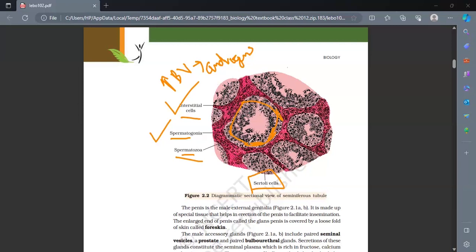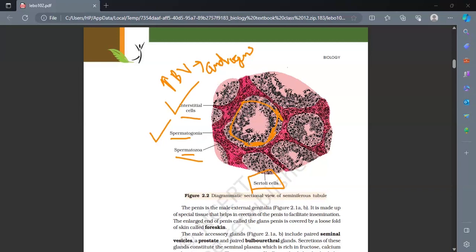Again, I'm saying don't draw a rough diagram. The diagram needs to be very precise. A proper labeled diagram needs to be there. A diagram without labeling doesn't fetch you any marks. You'll get 0 in it. Okay, so make sure you're drawing the diagram properly. Labeling part, again, very, very important.